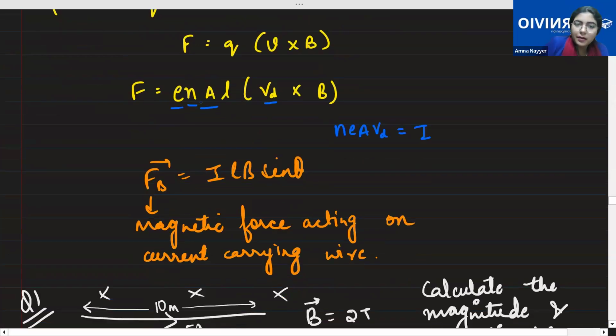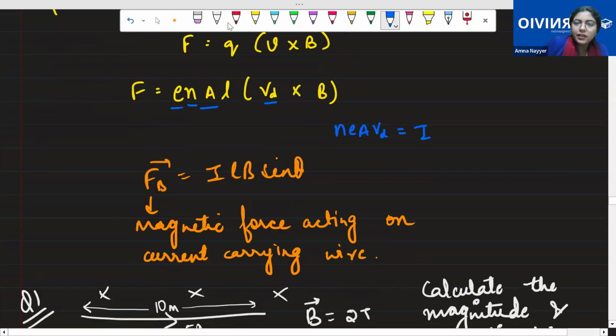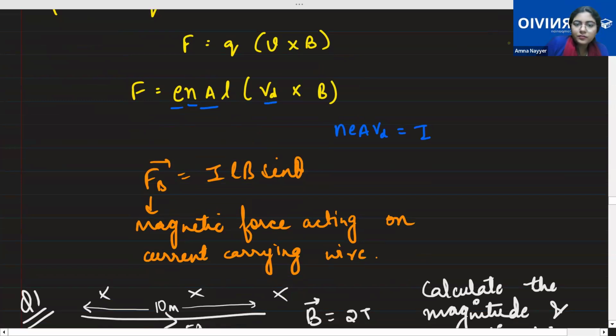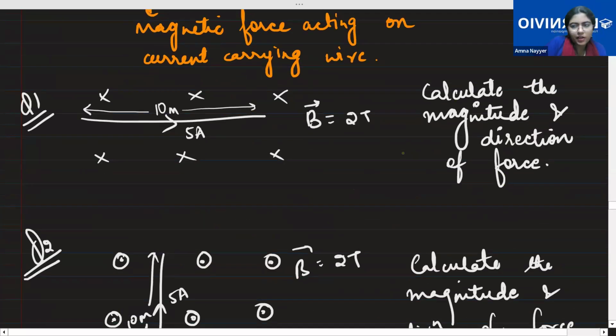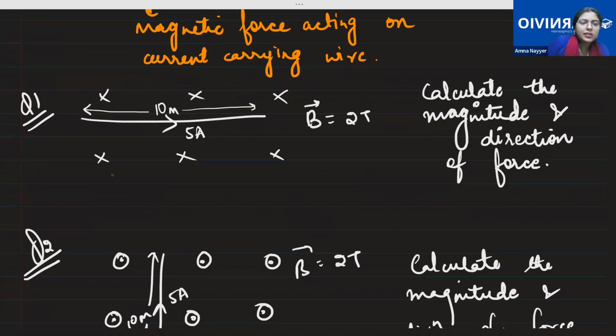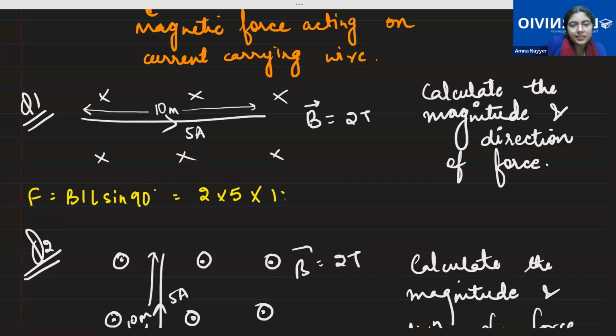So the formula becomes, if we replace I here, this will become I L cross B, which is equal to BIL sine theta. Usually sine 90 degrees is given. So like this, if this is a wire present, magnetic field is 2 Tesla, length of the wire is 2 meter, and current flowing is 5 ampere. So when we write the force, force will be BIL sine 90 degree, because magnetic field and the length are perpendicular to each other, class. Magnetic field is 2, current is 5, length is 10. That is equal to 100.